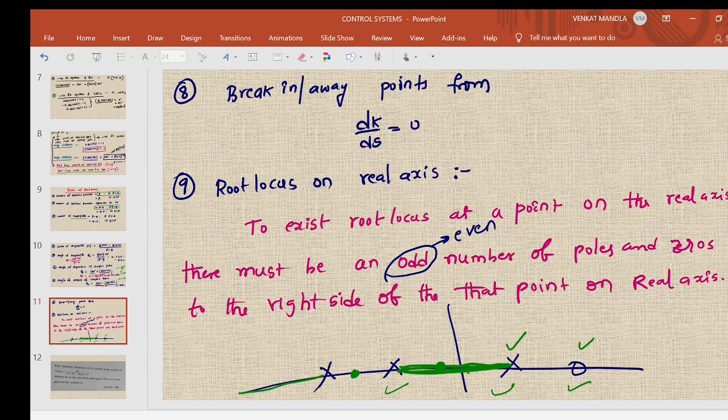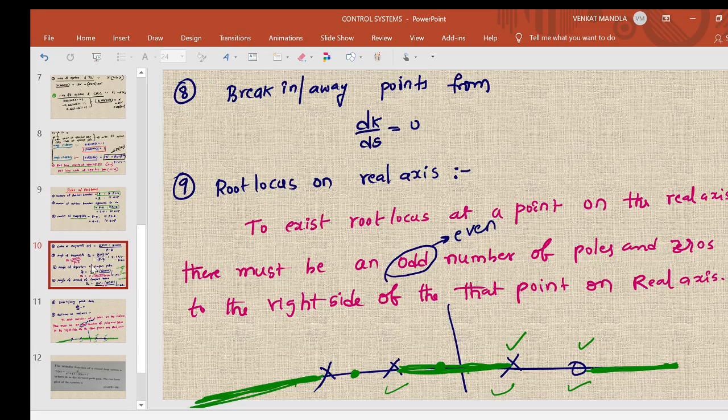But here also, here we get a path, right? Because to the right of this entire path we have 1, 2, 3, 4, an even number. To the right of this there are no poles and no zeros, so 0 can also be taken as an even number in this case. So these are the points going to be changed when the angle criterion is even multiples of 180 degrees.